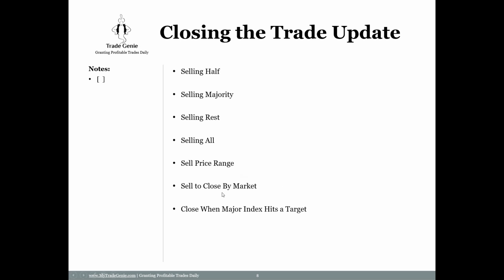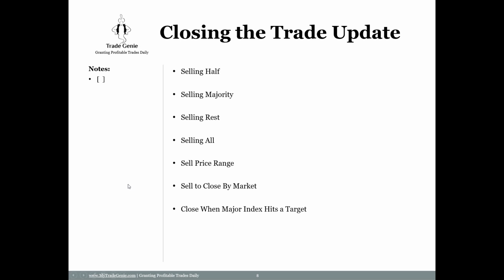Sometimes we send the alert to sell to close by market. The stock is moving so much that I don't know when it will stop, and the gains are there. Maybe there's news coming in, or something is happening, or maybe it's a Friday, or a long weekend coming.